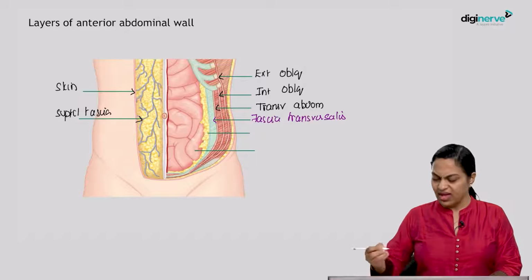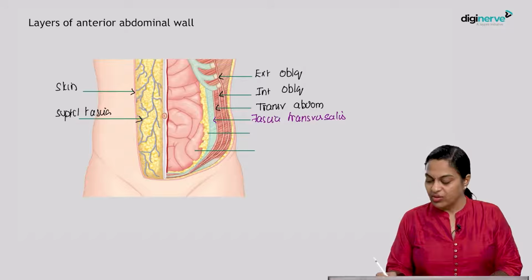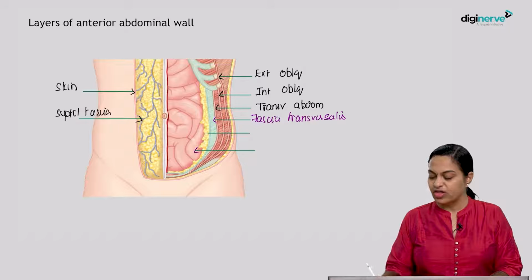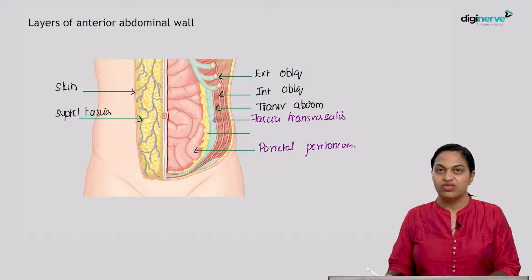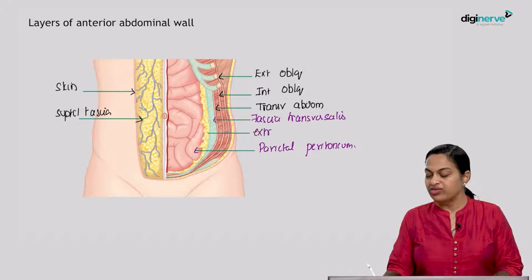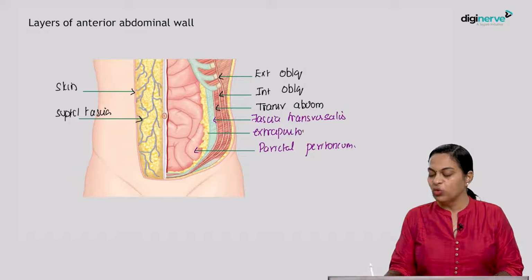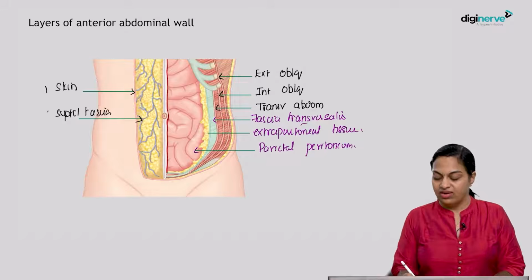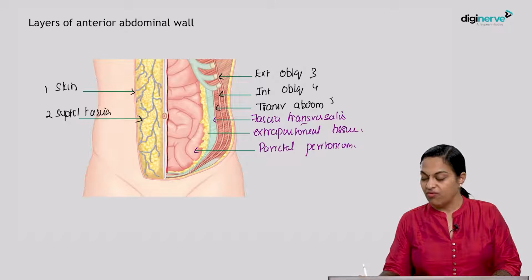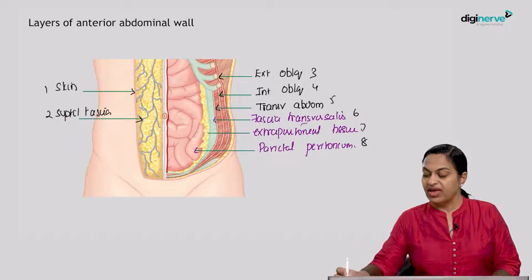Okay, and inner to the fascia transversalis, this is actually the parietal peritoneum, but this parietal peritoneum is separated from the fascia transversalis by the loose extraperitoneal connective tissue. Okay, so totally how many layers? 1, 2, 3, 4, 5, 6, 7 and 8.